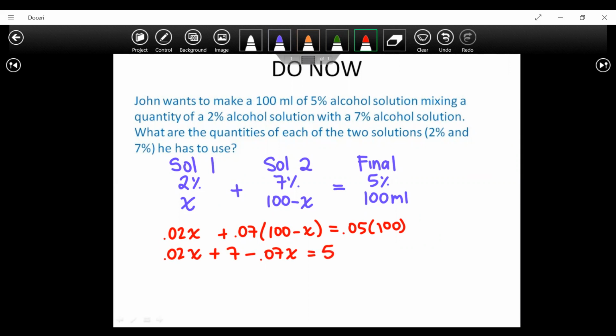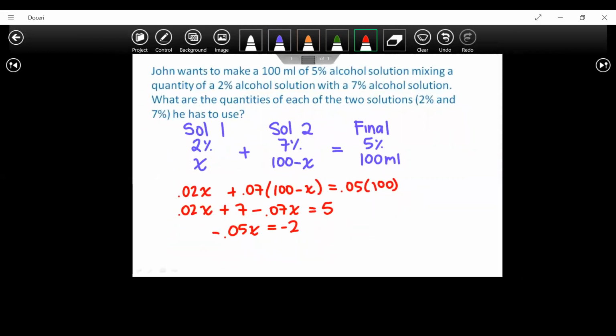Combine like terms, I'm going to get negative 0.05x. Bringing that 7 over to the other side, I'm going to get negative 2. Dividing out, we should get x is equal to 40.